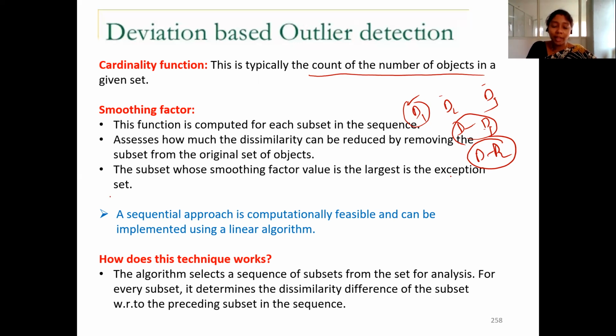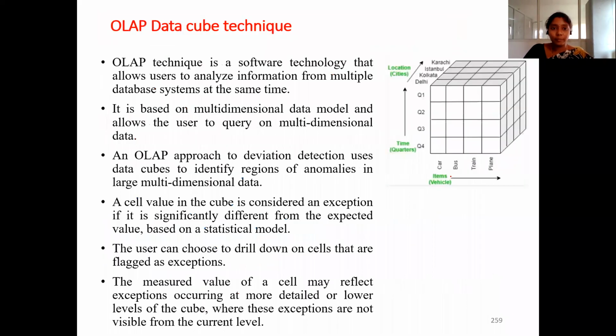The subset whose smoothing factor value is the largest is the exception set. Exception set is nothing but the outlier set. In this way, we can find the outliers. A sequential approach is computationally feasible and can be implemented using a linear algorithm. How does this technique work? The algorithm selects a sequence of subsets from the set of analysis. For every subset, it determines the dissimilarity of the subset with respect to the preceding subset in the sequence.